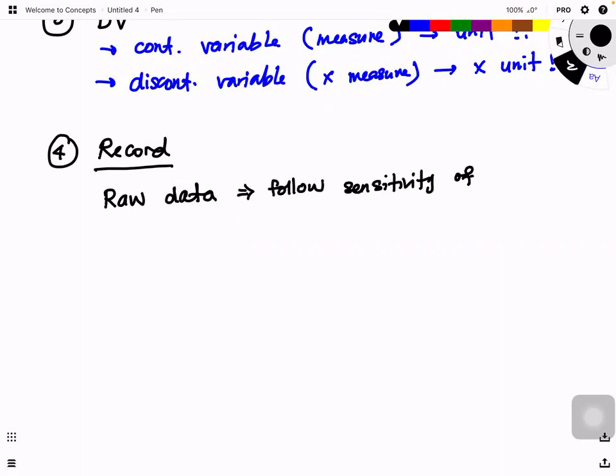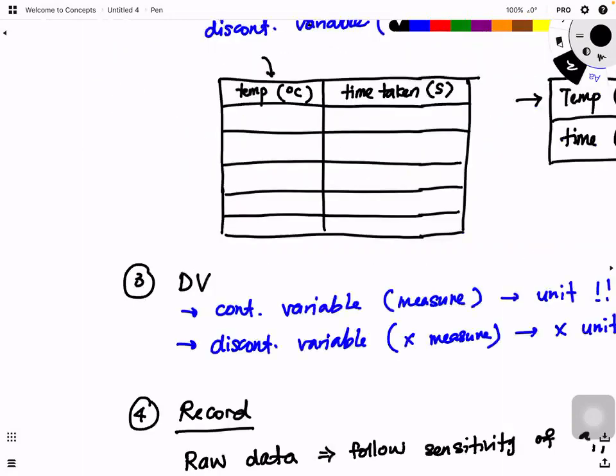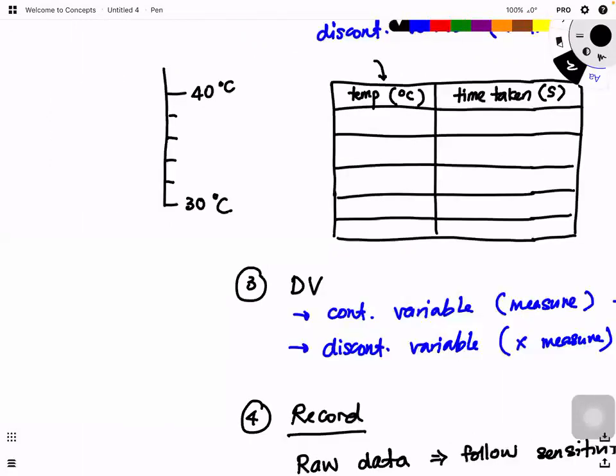Okay, so let's say I look at my thermometer here. This is 30 degrees Celsius. This is 1, 2, 3, 4, 5, 40 degrees Celsius, for example. So if you look at this, what is the sensitivity? We look at the smallest divisions. Each smallest division is 2 degrees Celsius.